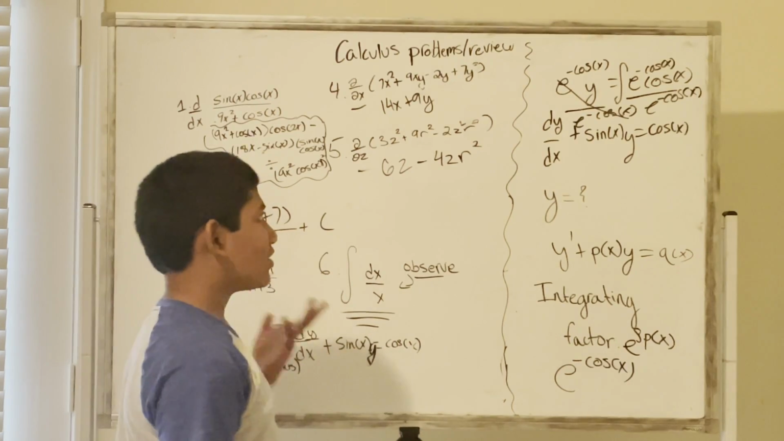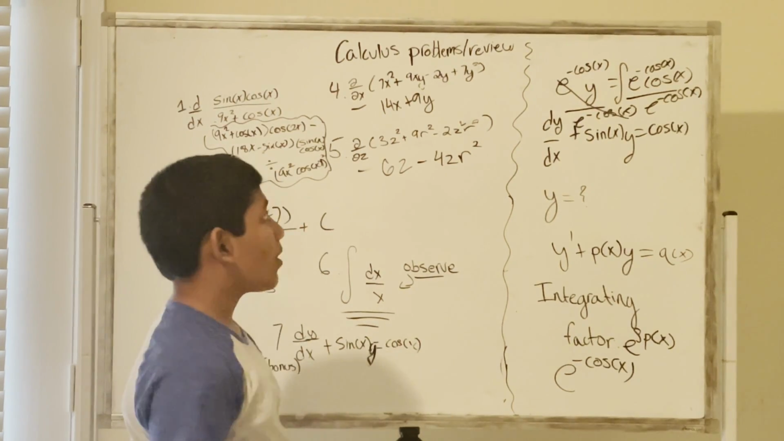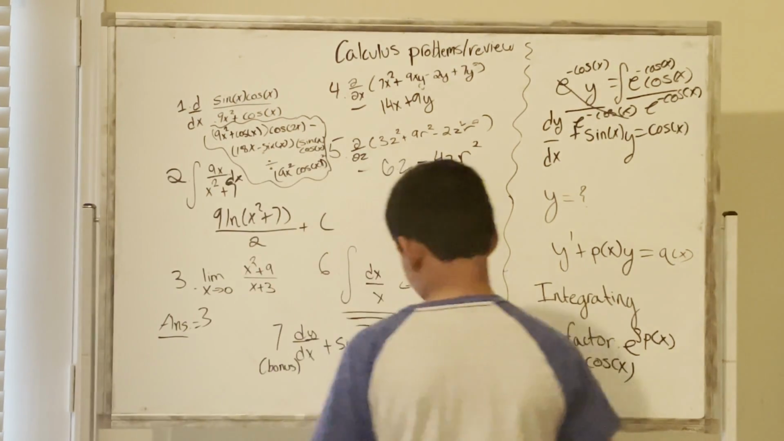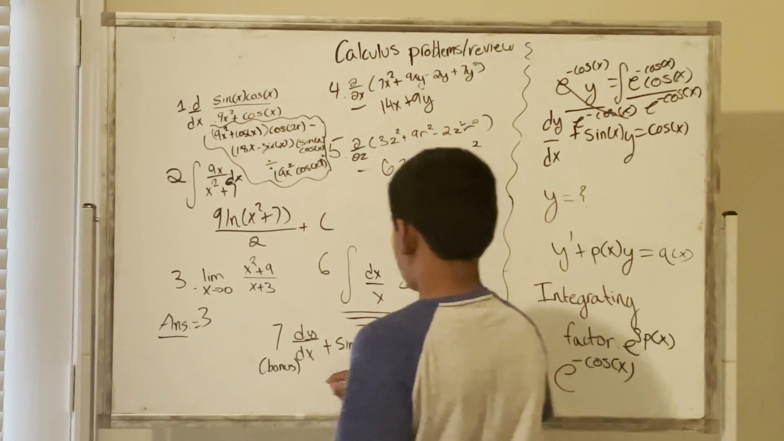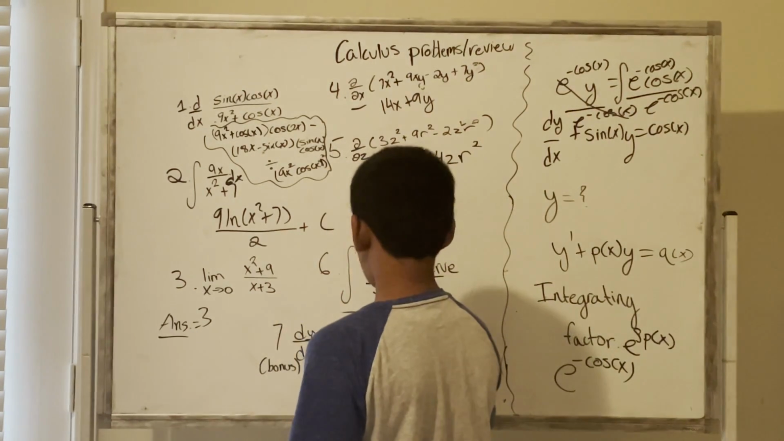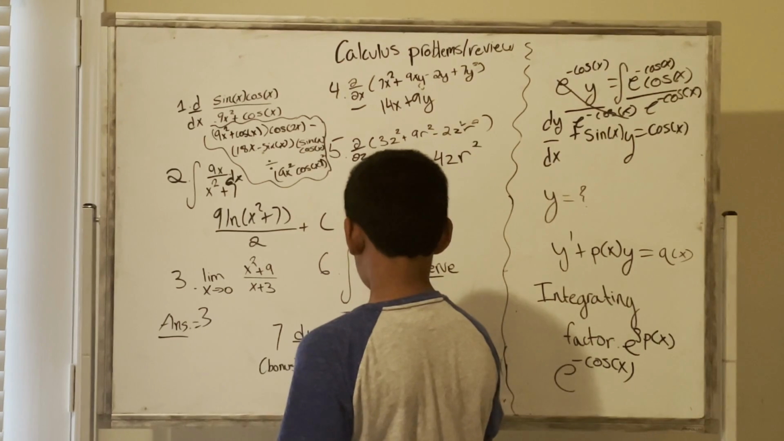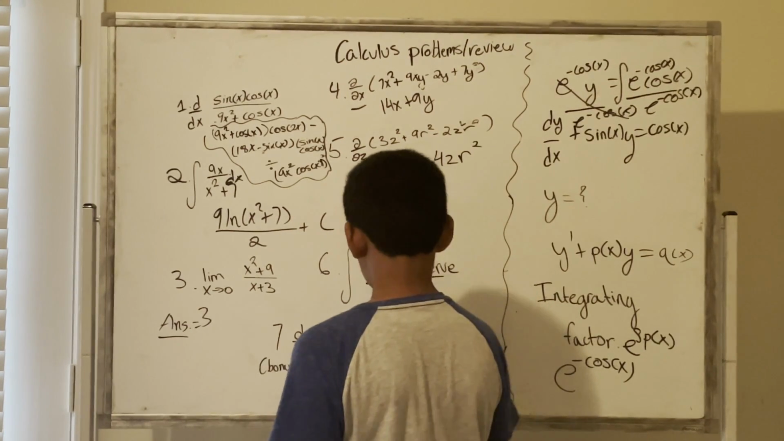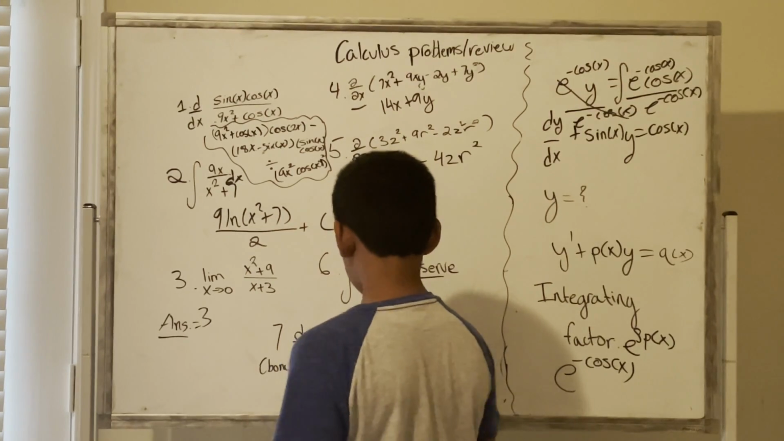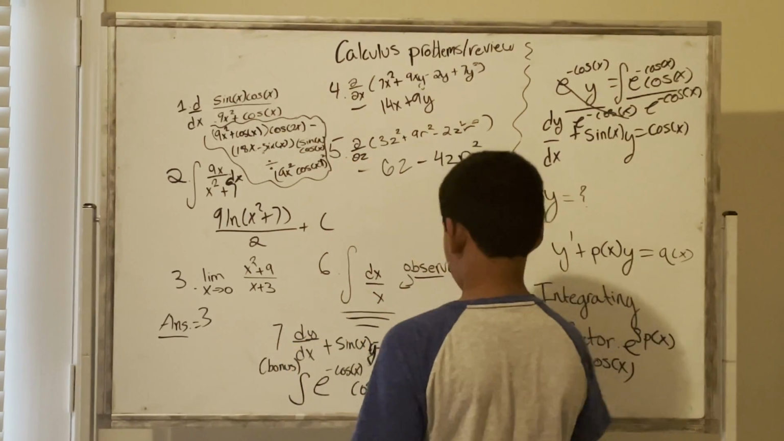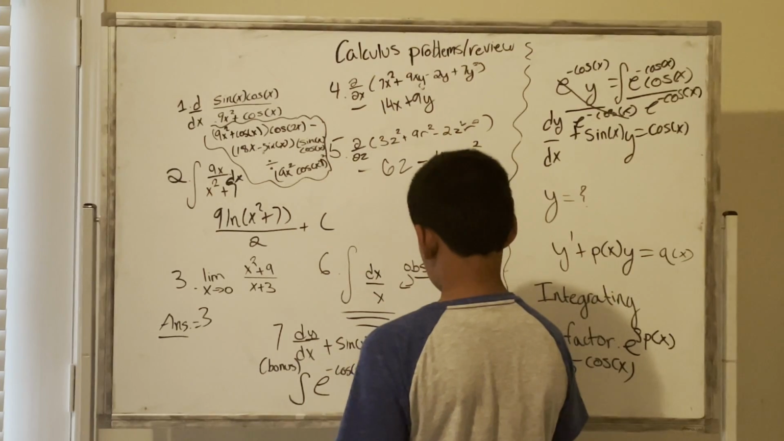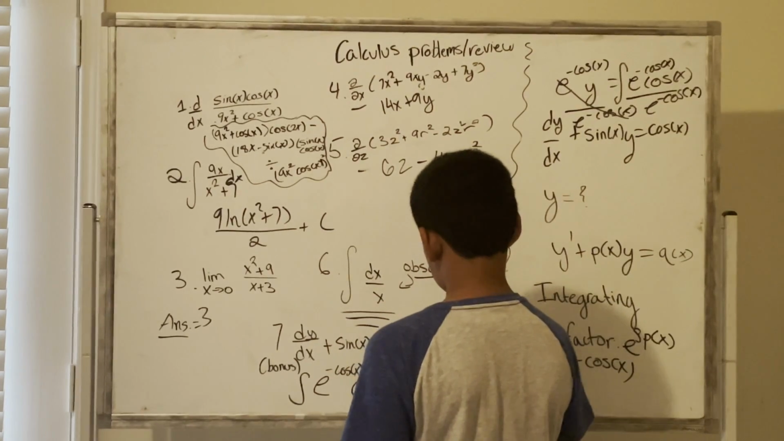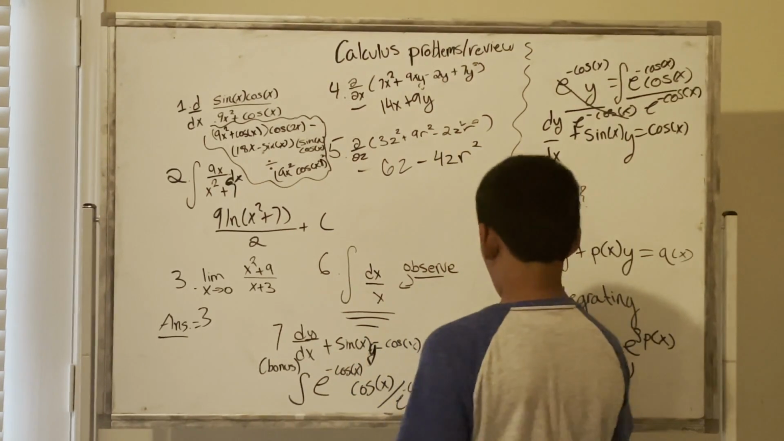So this is essentially how you solve it, and you could simplify more, but we're just going to leave it over here. So we can write the integral of e to the minus cosine of x times cosine of x, all over e to the minus cosine of x, must be equal to y.